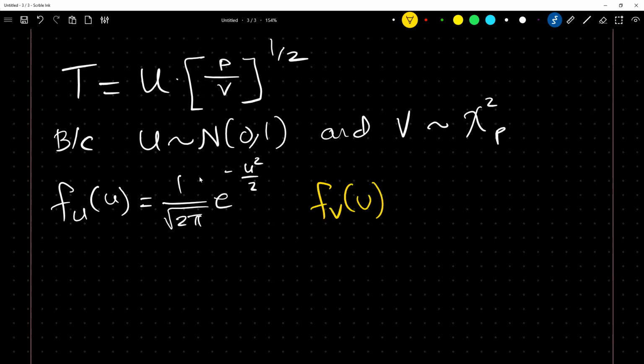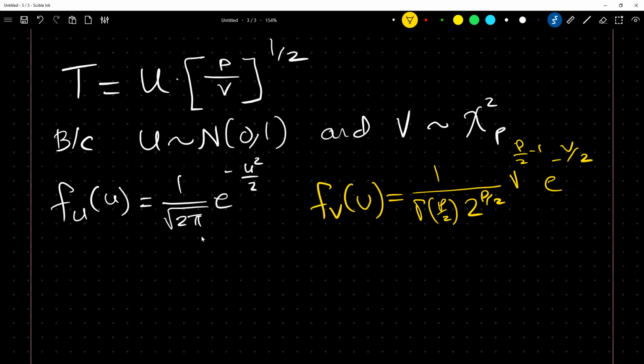So the PDF for V is equal to 1 divided by gamma of p over 2, and then 2 to the p over 2 times v to the p over 2 minus 1 and e to the minus v over 2. Okay, so there's our gamma distribution probability density function, and here's our standard normal distribution probability density function. Now, the other property of random samples drawn from normal populations is that these two are independent. U and V are independent.